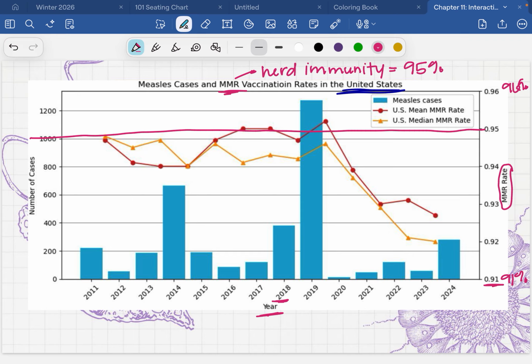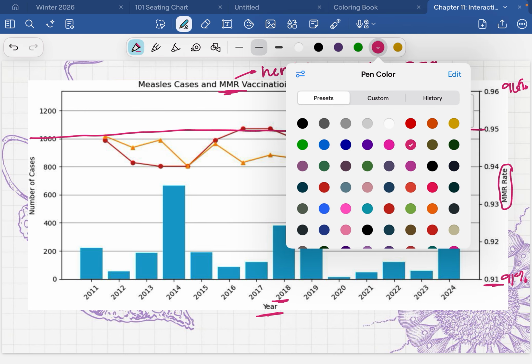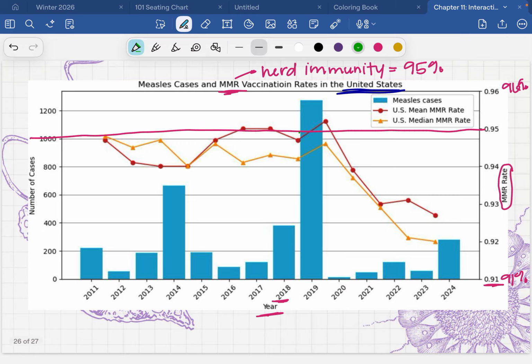So after 2011, the amount of vaccination decreased. And so what I want you to look at first is notice this. I'm going to change the color. Notice this year right here.